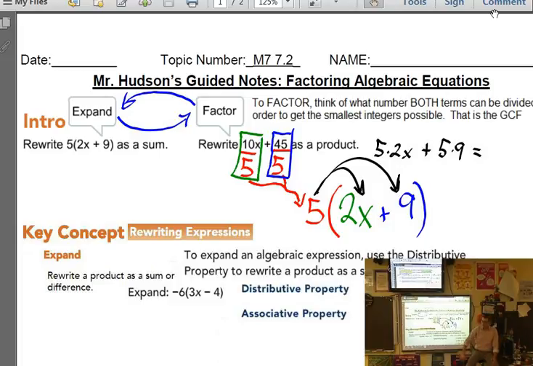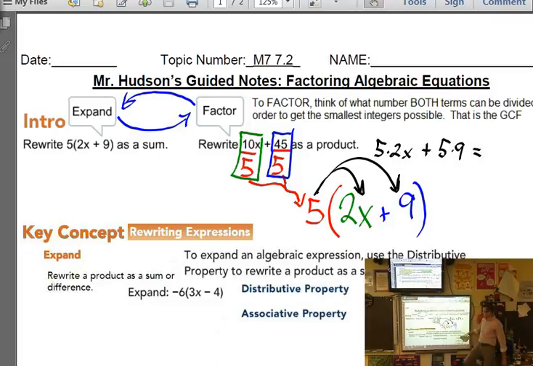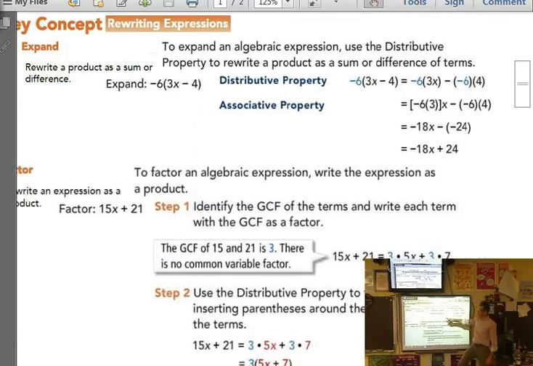Any questions on how we factor? I'm going to show you a couple more examples. Okay, so look down here at this expansion, this distributive property shown out. The -6 is going to multiply by both terms here. So we have -6 will multiply by 3x, -6 will multiply by -4. We go through the whole process and we get to 18x plus 24.